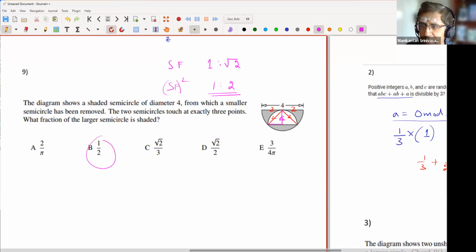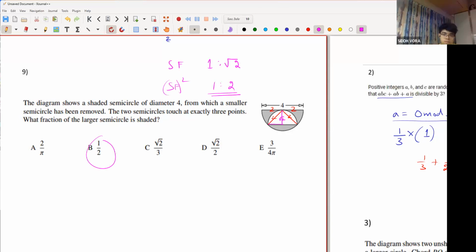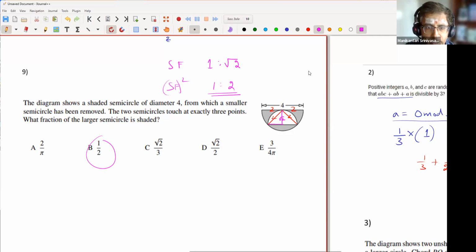Does it make sense? Dipra, same answer? Yeah, same answer, B. Sorry, someone was saying something. No, I said I understood. Understood. Okay. Question 10.